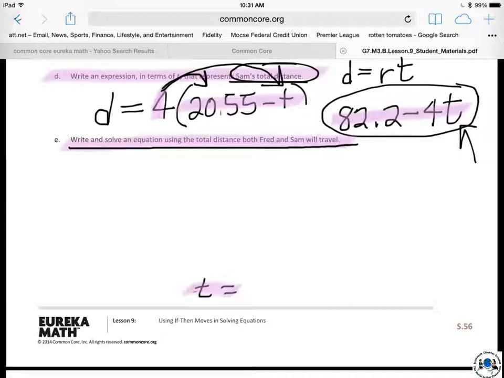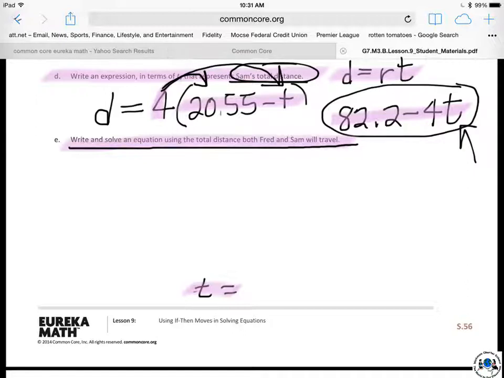Okay, so maybe you've just pained through this, had a little bit of difficulty getting started. So let's get started together. If we're going to write and solve an equation using the total distance both Fred and Sam will travel, we need to come up with the equation we're going to use. And we are going to use this one here: distance equals rate times time. That d equals r times t.